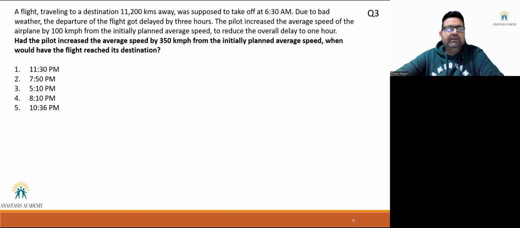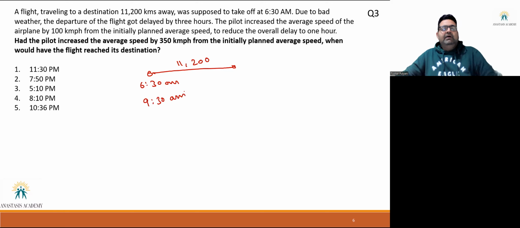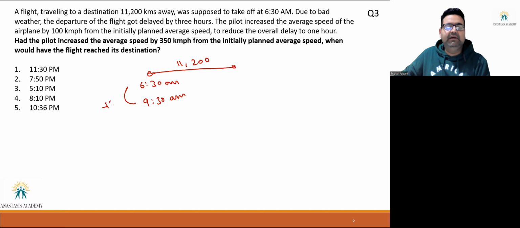Yeah, this was an interesting one. It says that a flight is traveling 11,200 kilometers. It was supposed to take off at 6:30 a.m. Due to bad weather, it got delayed by 3 hours. So I can just write this from one point to another point. I had to travel 11,200 kilometers. The original time was 6:30 a.m. AM is important because the options are in PM. So just to be clear on that, there's a 3-hour delay. So the flight actually takes off at 9:30 a.m., the original time plus the 3-hour delay.